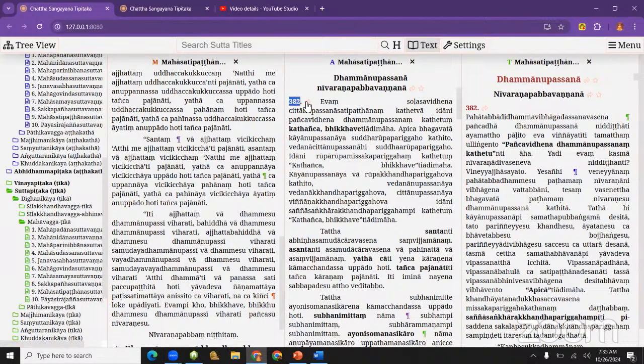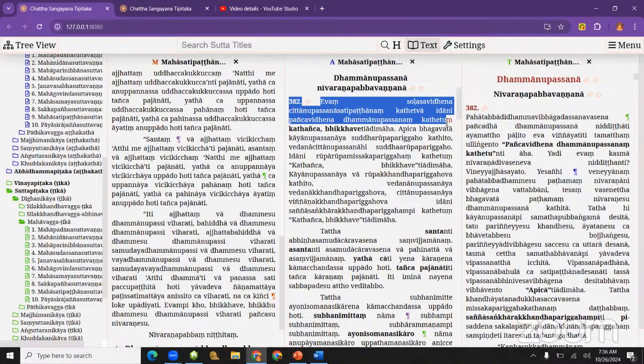Evam solasa vidhena chittanupassana satipatthana kathetva idani panchavidena dhammanupassana kathetum kathancha bhikkhave adimaha. What is the meaning? The Buddha has expounded the contemplation of the consciousness as consciousness in 16 ways. Solasa vidhena means in 16 ways, we just finished those things. Now, in order to preach the fivefold Dhammānupassanā, he started with, and how does a monk, like passage?